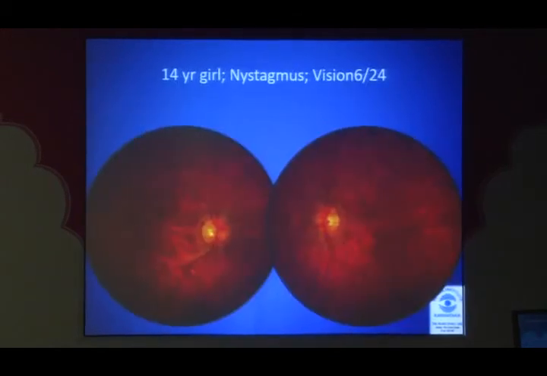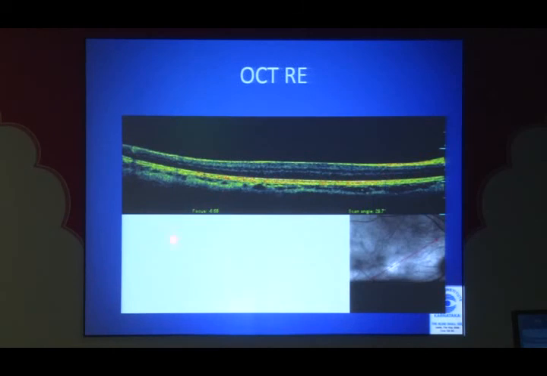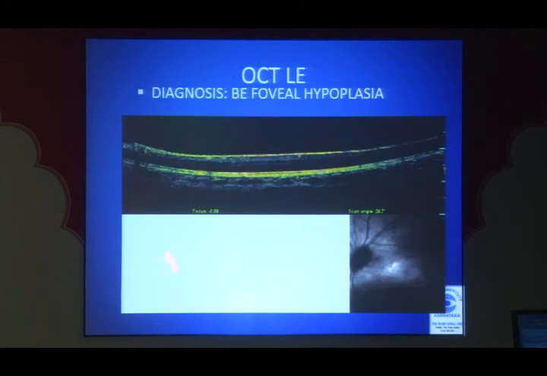Here is a 14-year-old girl. She's had a history of poor vision from childhood, nystagmus. Best corrected vision is 6/24. You look at the fundus, you see that there's no foveal reflex here. Not only that, there's no fovea. When you do the OCT, you get the answer. We are not able to really image the fovea here, either in the right eye or the left eye. This is a foveal hypoplasia.